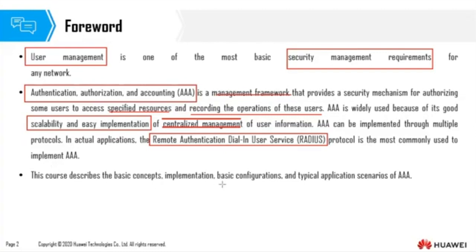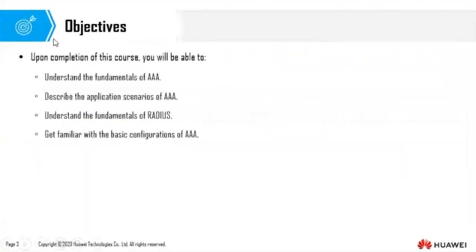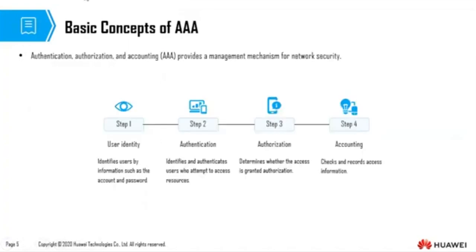This course describes the basic concepts, implementation, basic configuration, and typical application scenario of AAA. By the end of this chapter, you should be able to understand the fundamentals of AAA, describe the application scenarios of AAA, understand the fundamentals of Radius, and get familiar with basic configurations of AAA. So let's have an overview of AAA. As we've said, AAA stands for authentication, authorization, and accounting. It provides a management mechanism for network security.